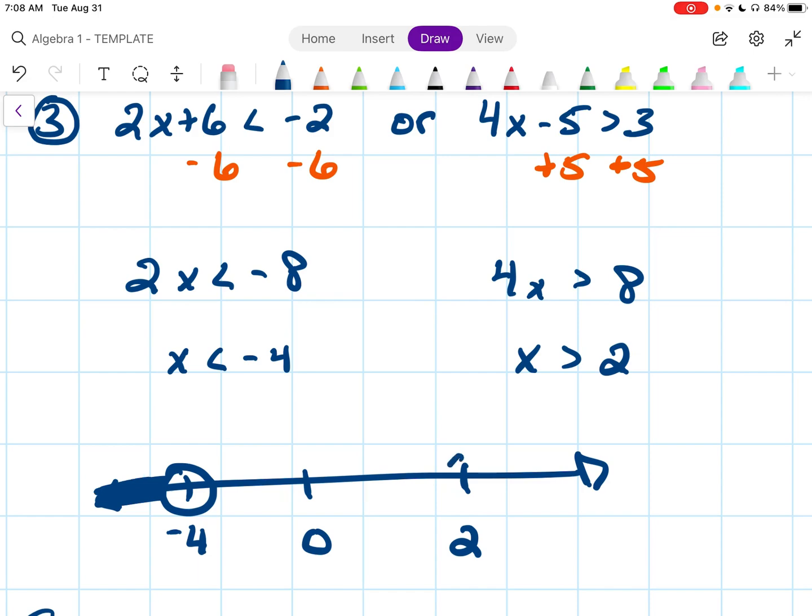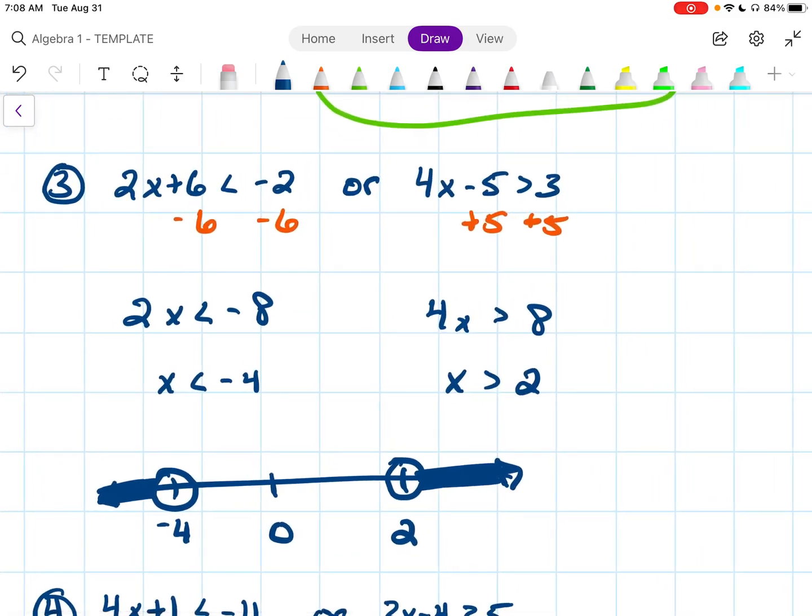Then at 2, it's going to be an open circle, and I shade to the right because x is larger than. So we can see that this one, we're saying that we either want the number to be less than 4, or -4, excuse me, or larger than 2. So we have to shade both like the edges.